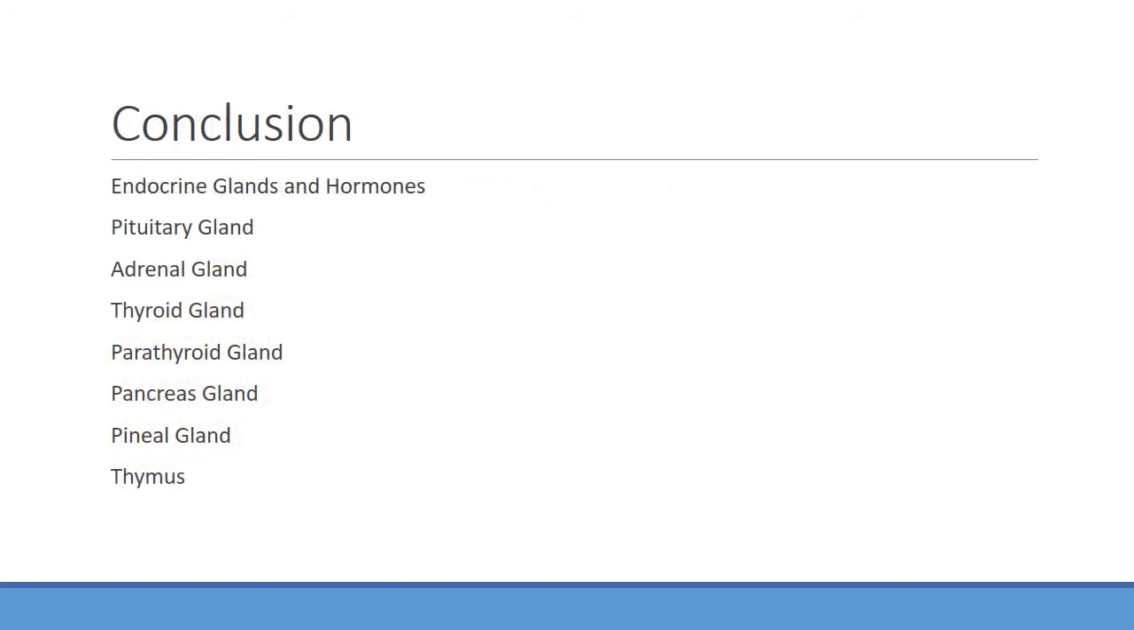Okay, so any questions on the rest of the endocrine glands? All right, you guys are all endocrined out? You guys like, I'm autocrine?